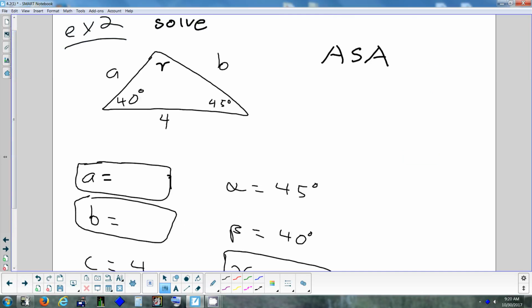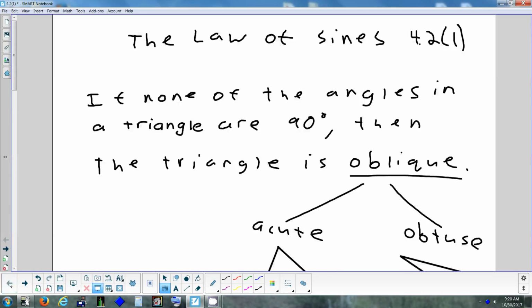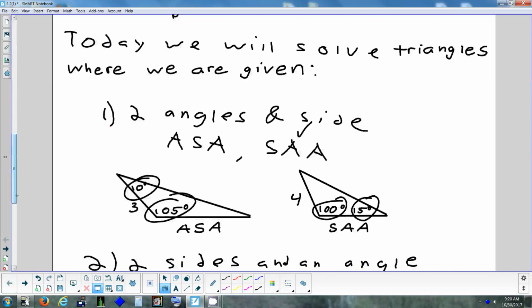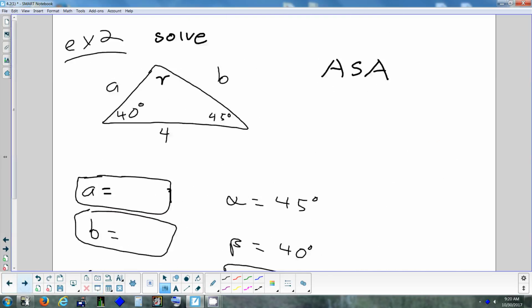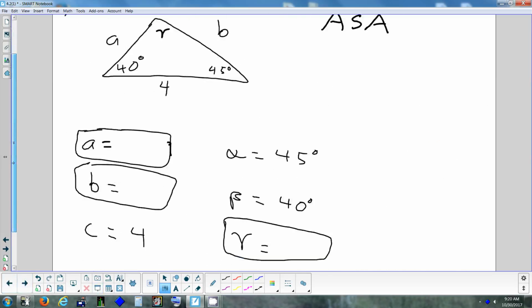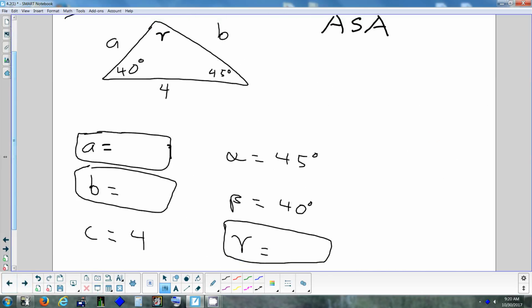Different than the last one because this time the side that you know connects the two angles. Okay, so angle, side, angle. I go back to my notes and I look, yep, angle, side, angle is a problem that you use law of sines with. Okay, but I said to you, you have to have a row that has everything in it in the table to use law of sines.